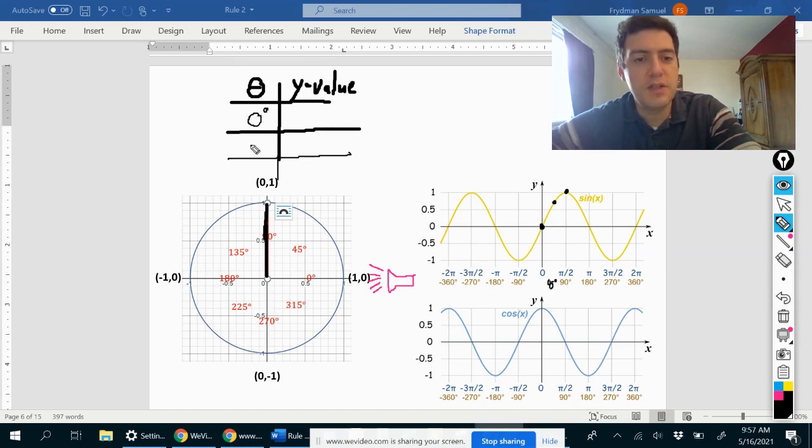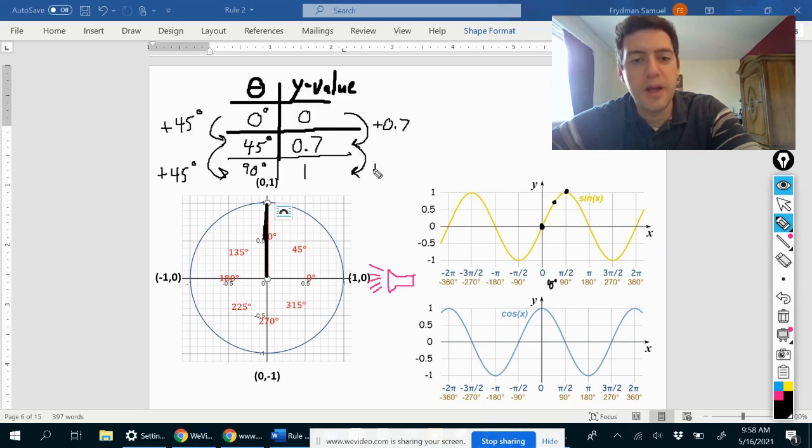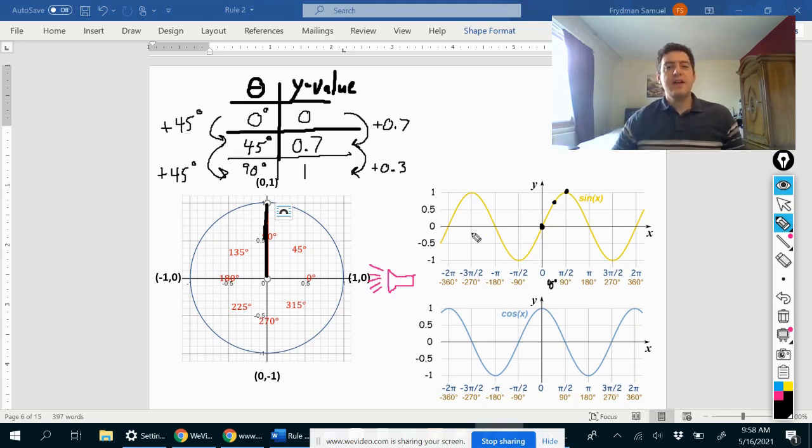First we were at 0 degrees, then 45 degrees, then 90 degrees. So the y values were 0, approximately 0.7, and then 1. So you can see that we changed by 45 degrees both times. But here we went up by 0.7, and here we went up by 0.3. So we do not have a constant unit rate.